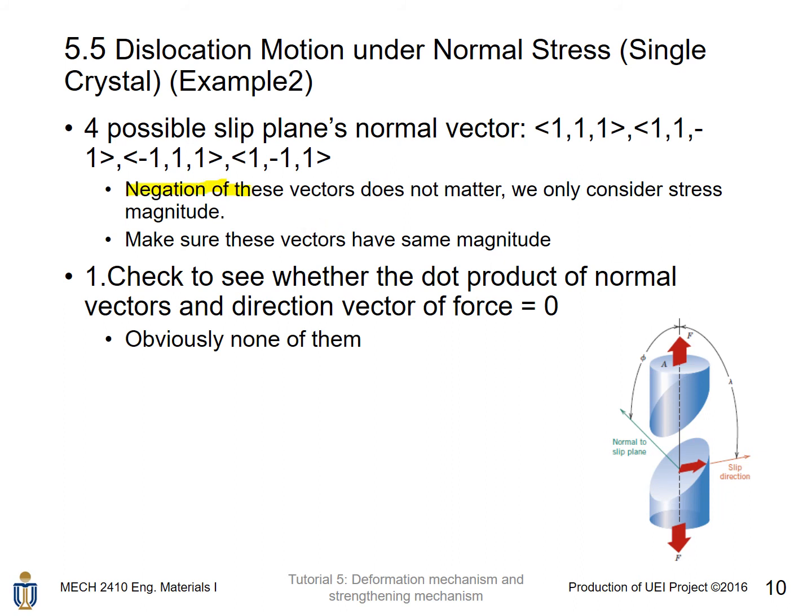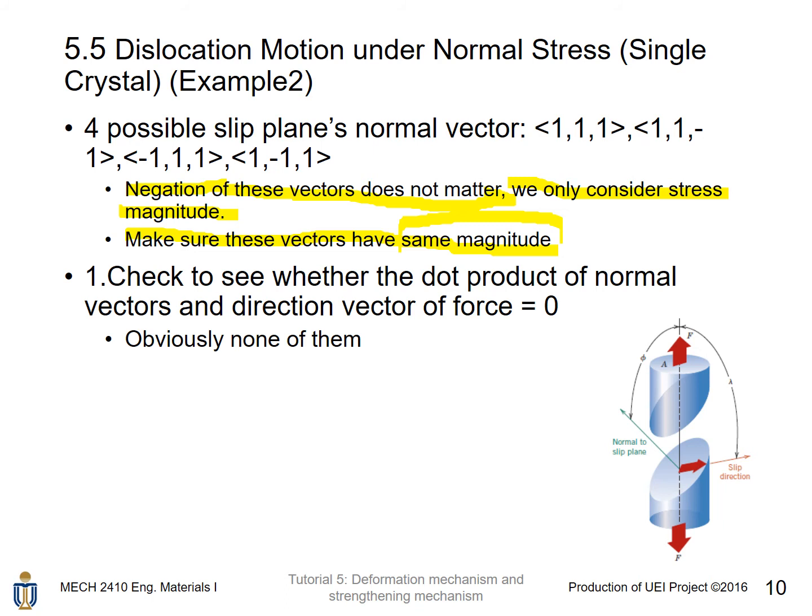Because there are 4 planes and 4 normal vectors, again, the sign of these vectors does not matter. We only consider shear stress magnitude. However, as said, we still need to make sure these vectors have the same magnitude, because we will still use the dot product to compute the cosine term.